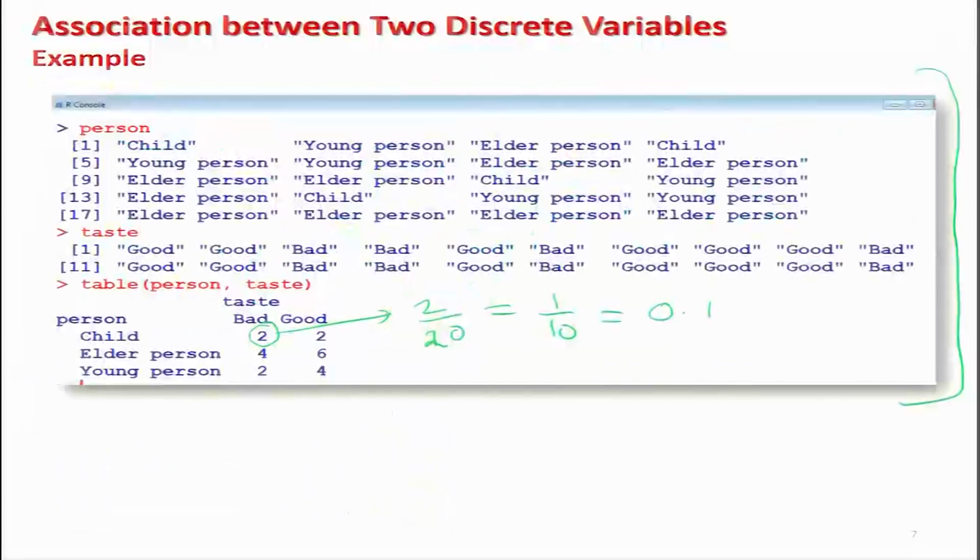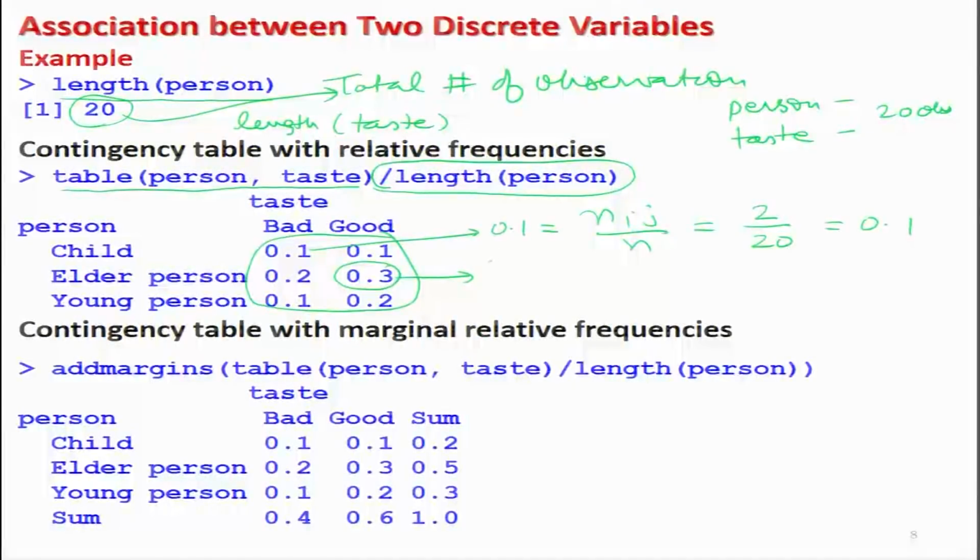Similarly, if you try to find out how this value 0.3 has been obtained, you can see the corresponding value here is 6. So, I use Nij upon n, which is equal to 6 upon 20, and this comes out to be 3 upon 10, which is equal to 0.3. So, this is how all other values in this table are obtained.